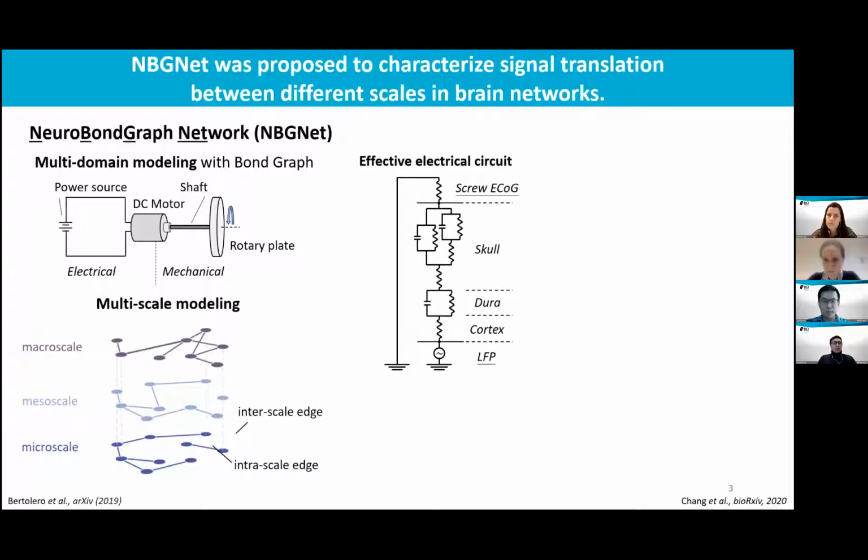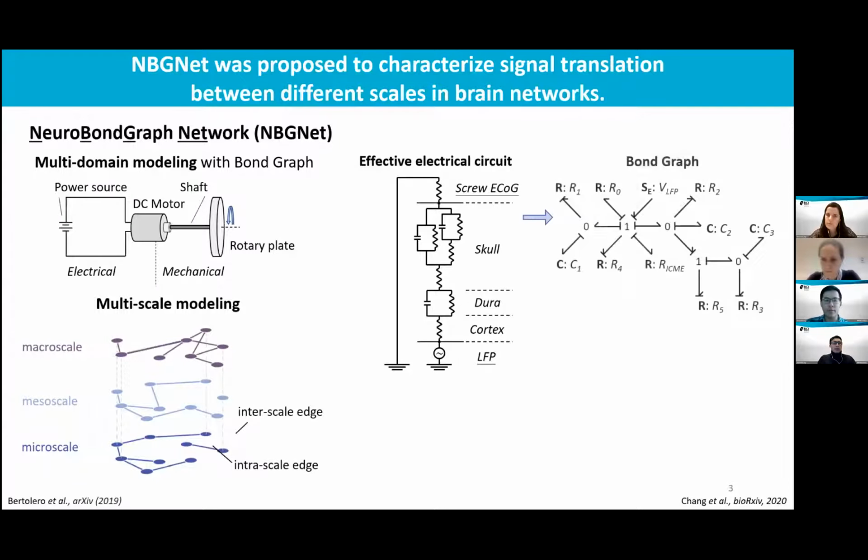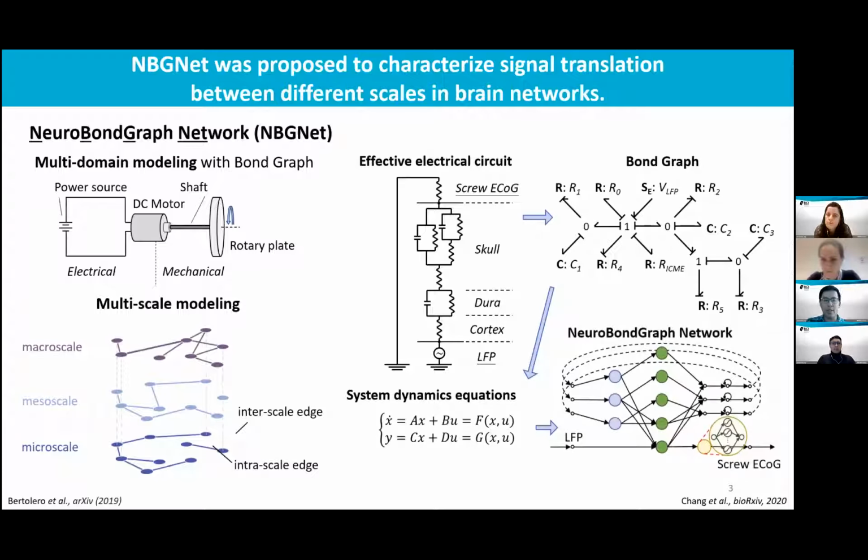different recordings. And here, LFP and ECoG are the two recordings. For someone who may not be familiar with it, ECoG is similar to EEG, but the electrodes are implanted under the skull, so you can have a better signal quality. And once I have this circuit, I will obtain the bond graph here, and then it will generate the system dynamics equations. And finally, the NBGNet will be generated from the system dynamics equations.